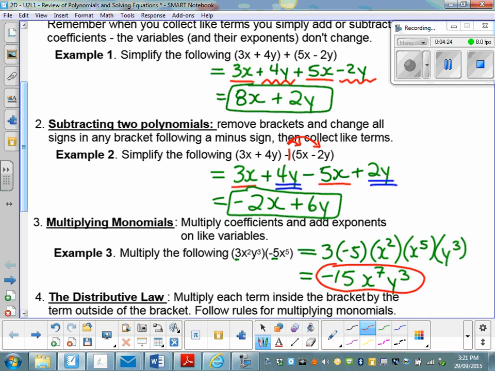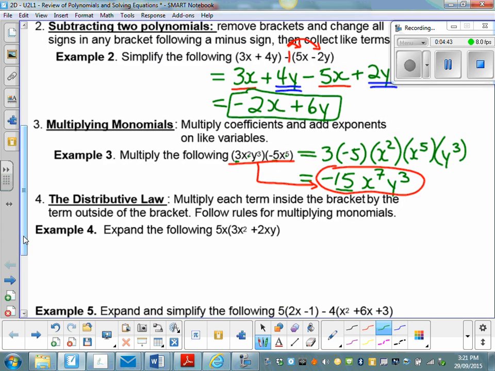And you can certainly, I've written that middle step, but you can certainly make the jump from here to the final answer by multiplying the coefficients together to get the negative 15, and then adding the exponents on the x's together to get x to the 7, and then y cubed. There's no other y part of that, so we can just write y cubed for that one.